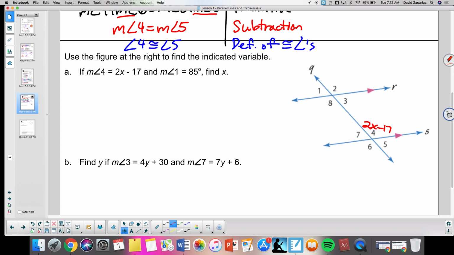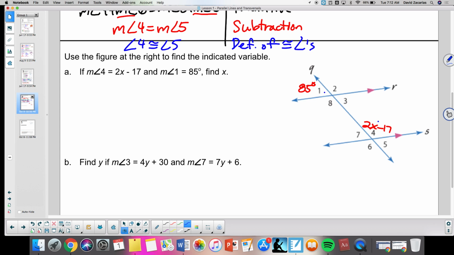And it says the measurement of angle 1 is 85. Now, again, if these two lines, R and S, are parallel, then all of these angles are either going to be congruent to each other or supplementary to each other. And the easiest way to figure this out is see if they're acute or obtuse. Angle 1 is definitely acute. Angle 4 is definitely obtuse.